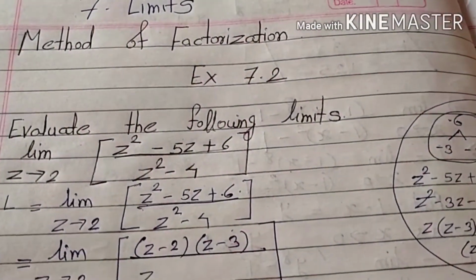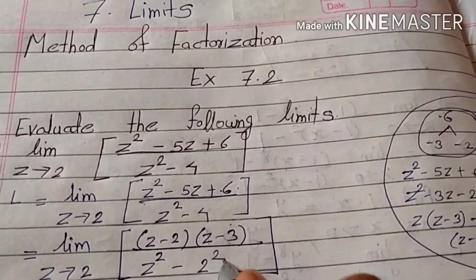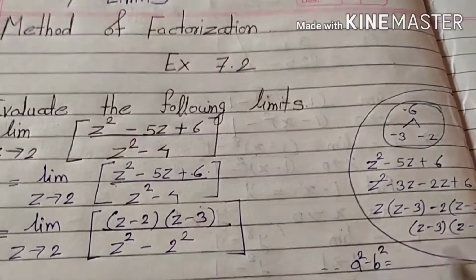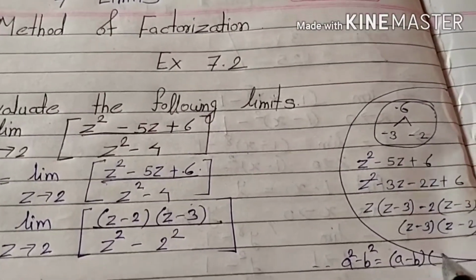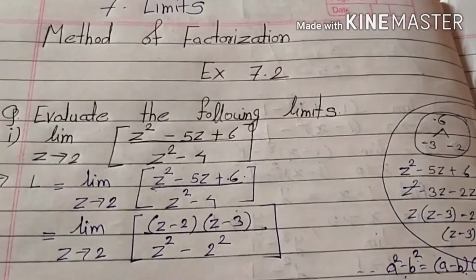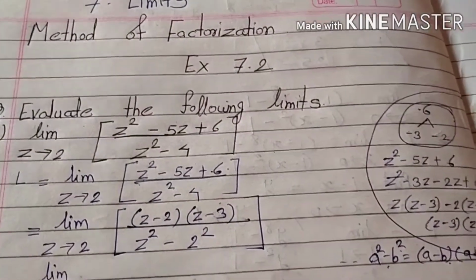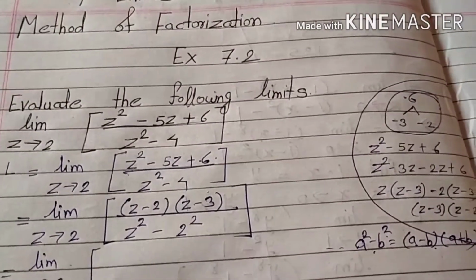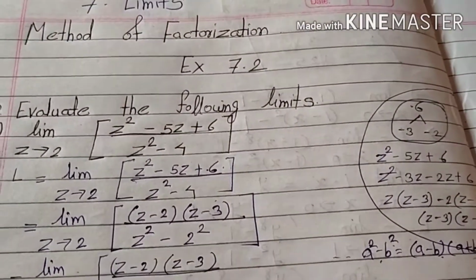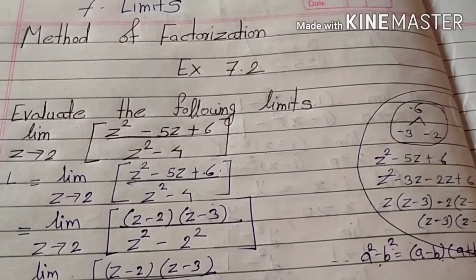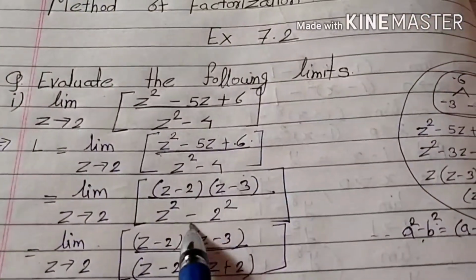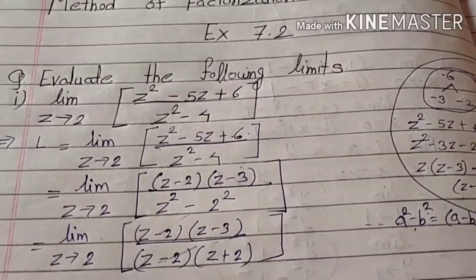And it is like that, z square minus 2 square. You know the formula: a square minus b square, its expansion is a minus b and a plus b. So I am writing here limit z tends to 2, this is z minus 2, z minus 3, and this is z minus 2 and z plus 2. Now you can observe that this z minus 2 gets cancelled.